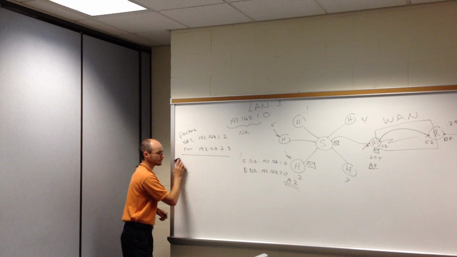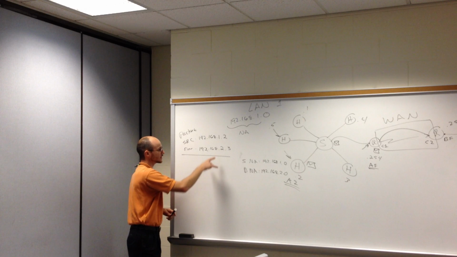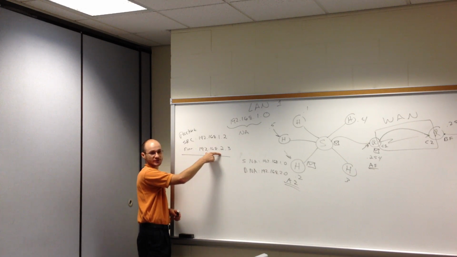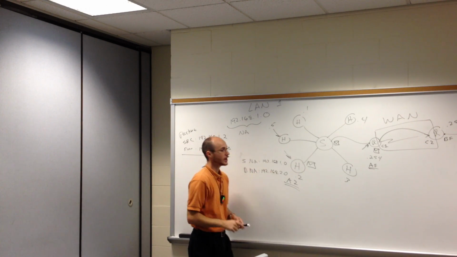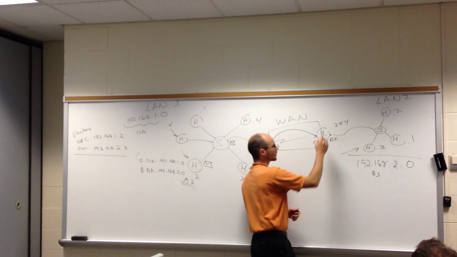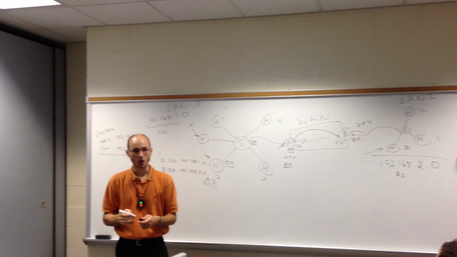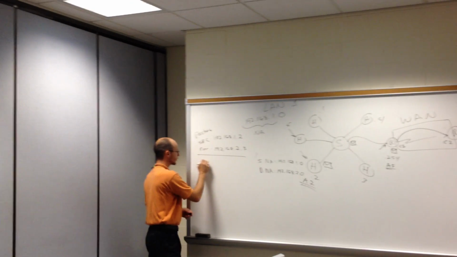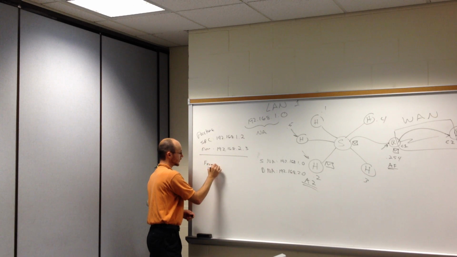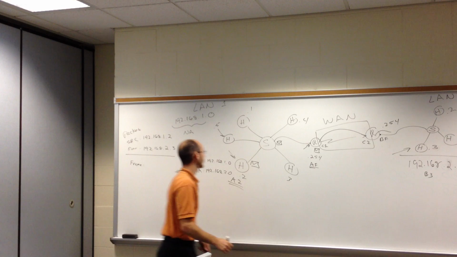De-encapsulates the frame, looks at this, and it asks itself, what is the network address for 192.168.2.3? Comes up with 192.168.2.0, and it says, oh yeah, I know about that network. That's here, right? And it too will do an ARP request, and it'll find out when it goes to create a new frame that the source now becomes, we said this is BF, right, best friends?